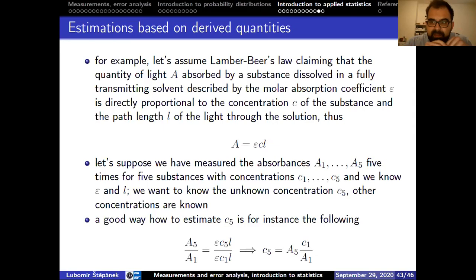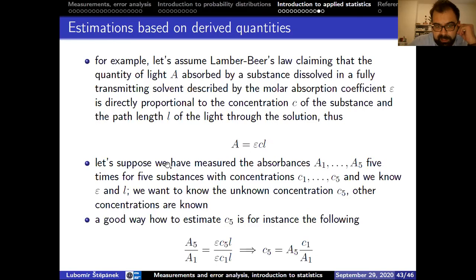but the last concentration is unknown, because the last solution is not labeled by a known concentration, but still, you know that this is the same solution, of unknown concentration. So we know that the molar absorption coefficient will be still the same. Also, the path length is the same for all the repeated measures because it's still the same cuvette. Well, how to calculate the C5?